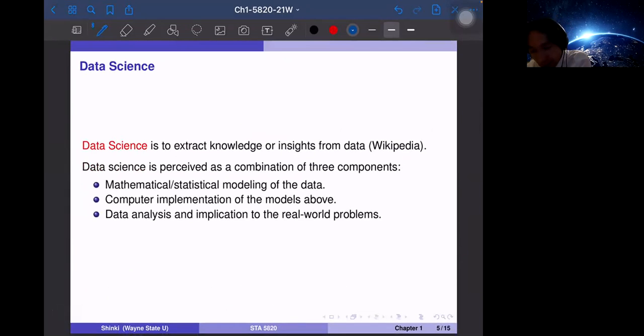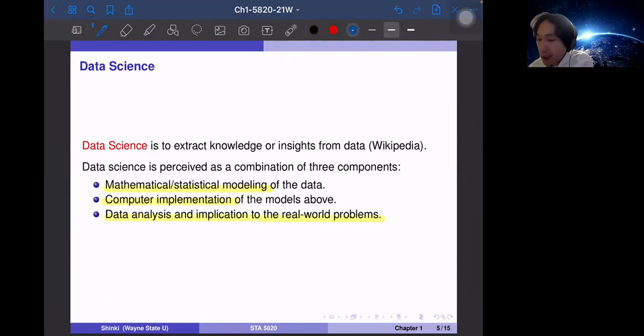And data science is to extract knowledge or insight from data. This is Wikipedia's definition. Data science is perceived as a combination of these components. One is statistical or mathematical modeling. Another part is computer implementation. And the third part is data analysis and its implication to real world problems.